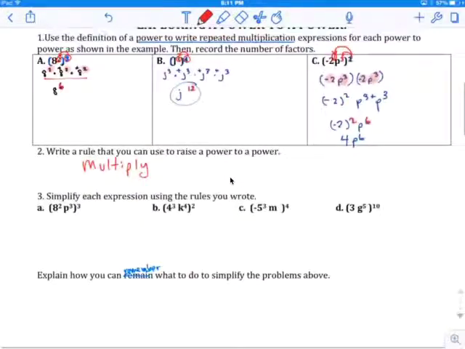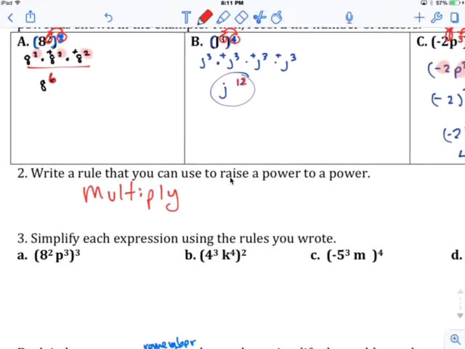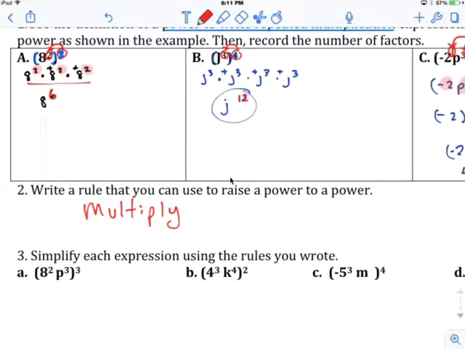Because it stopped on me, right? What rule can you use? Power to a power, multiply exponents. Or what we call distribute the exponent to the exponent.